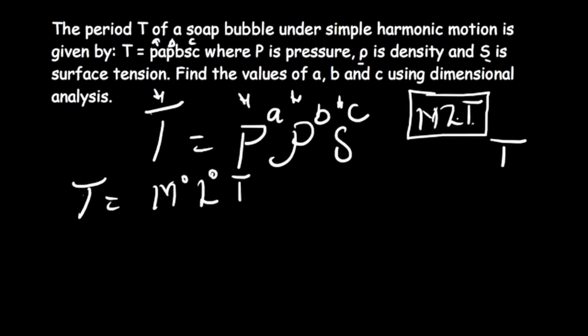Now, having found the dimension for time, let's now find the dimension for pressure. How do we find the dimension for pressure? We need to understand that I said that we can find these dimensions in two ways. The first one is using the units, and the second one is their formulas.